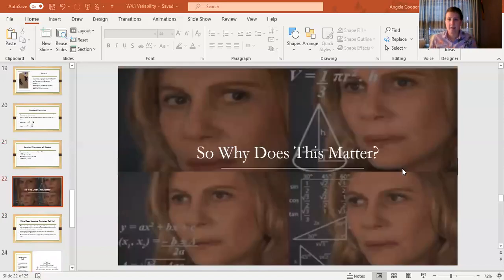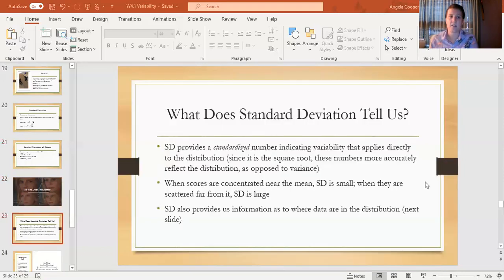So why does this matter? I've gone on this long rant about why population variances are different than samples, and it's all, oh, it's really important, and oh, variability is important. So why does any of this matter? What is standard deviation telling us?